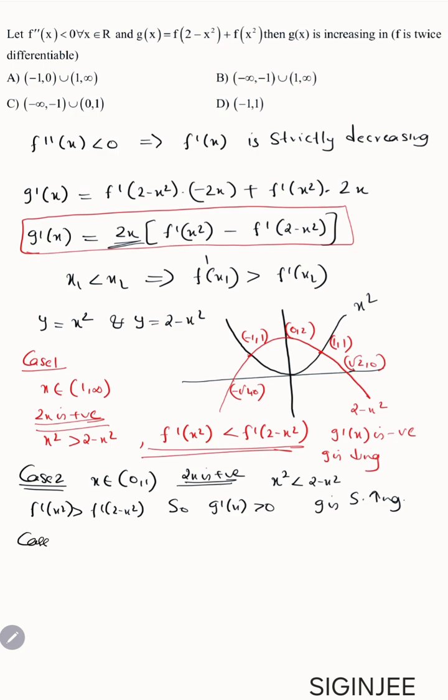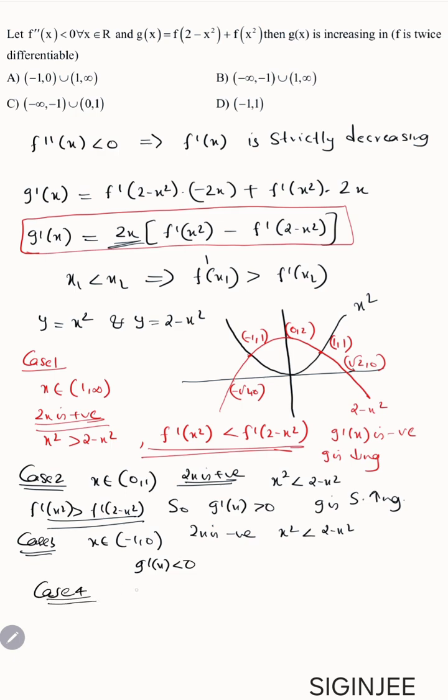Now case 3: x belongs to (-1, 0). Here 2x is negative, and looking at the graph, x² is less than 2 - x², so that portion will again be true. But here 2x is negative and the other factor is positive. So g'(x) will be negative.